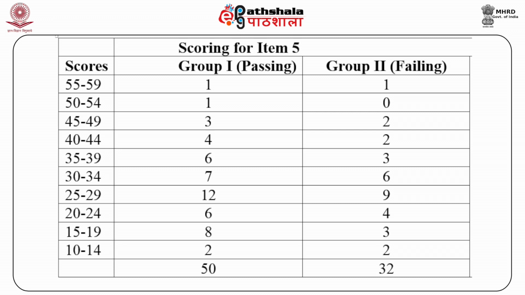The group 1 frequencies, who rated this item as strongly agree, are 1, 1, 3, 4, 6, 7, 12, 6, 8, 2, making the sum 50, whereas for group 2, who rated these ranges as strongly disagree, they are 1, 0, 2, 2, 3, 6, 9, 4, 3, 2, making the total 32.